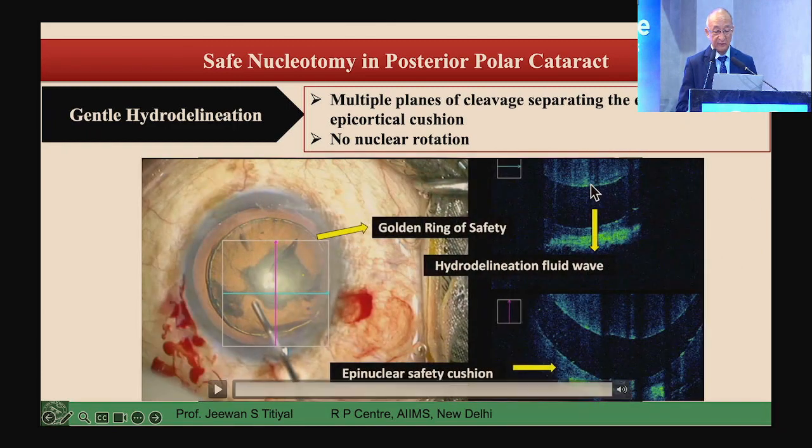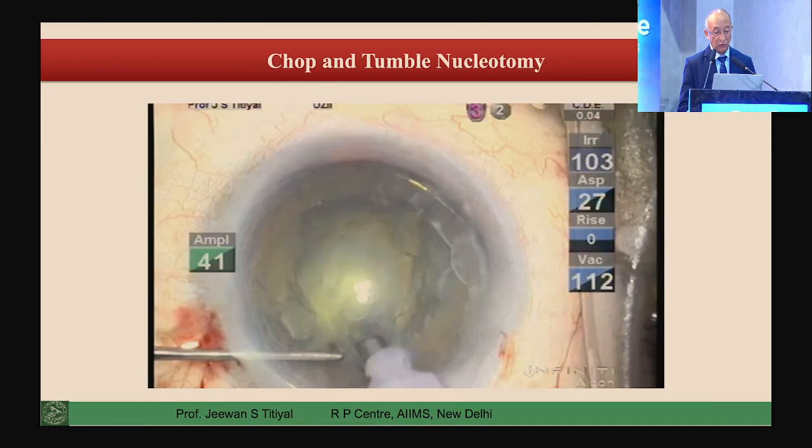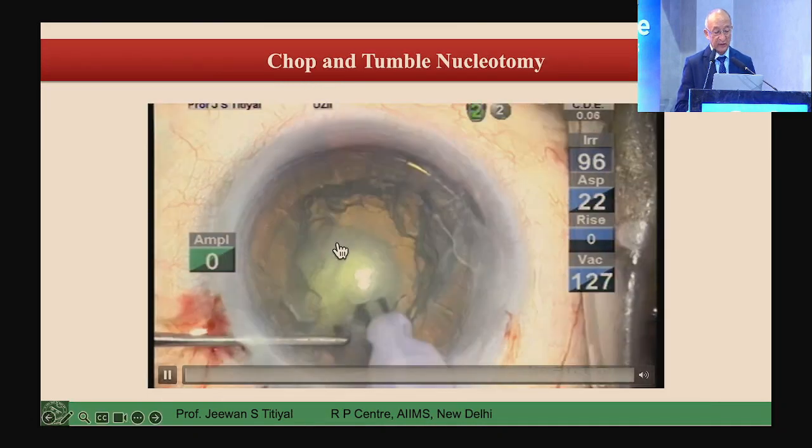You can see here, this is the endonucleus. This is the epicortical cushion after hydrodelineation. And no hydrodissection should be done in a posterior polar cataract of variety type 2, type 3, or type 4 in such cases. So this is a technique of emulsification.